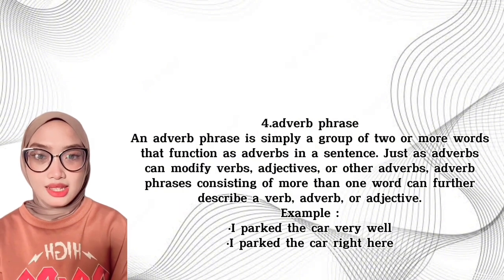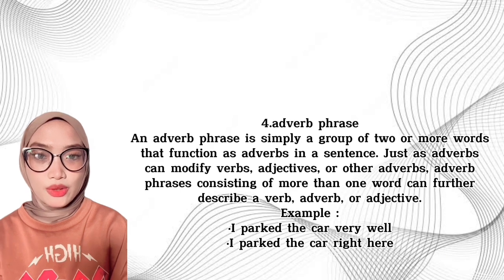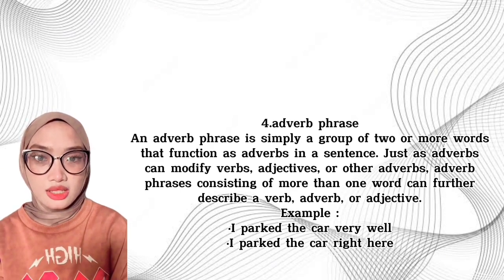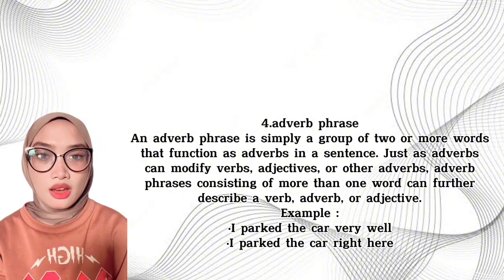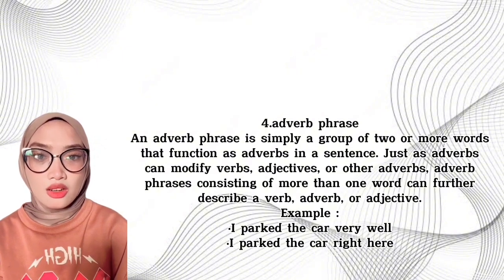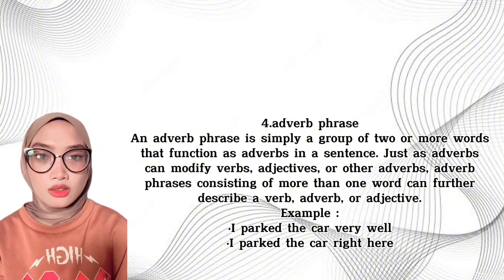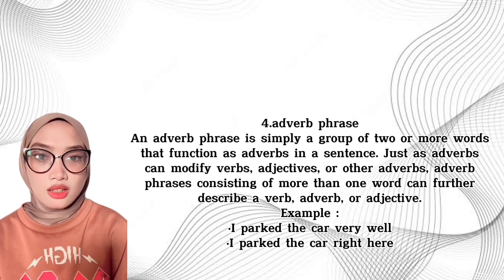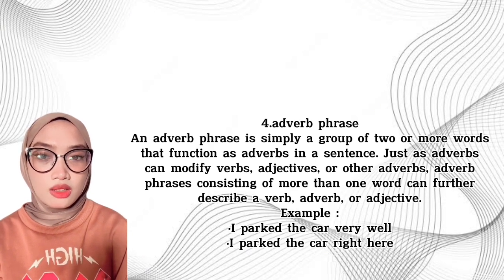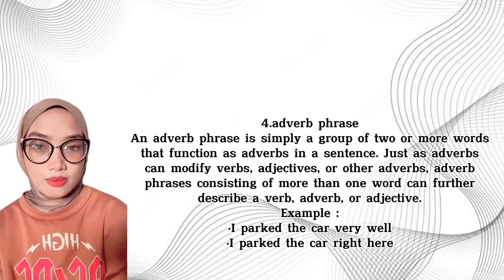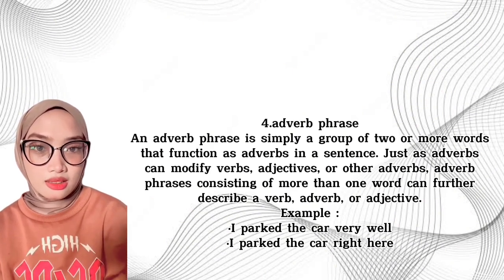An adverb phrase is simply a group of two or more words that function as an adverb in a sentence. Just as adverbs can modify verbs, adjectives, or other adverbs, adverb phrases consisting of more than one word can further describe a verb, adverb, or adjective. Example: I parked the car very well. I parked the car right here.